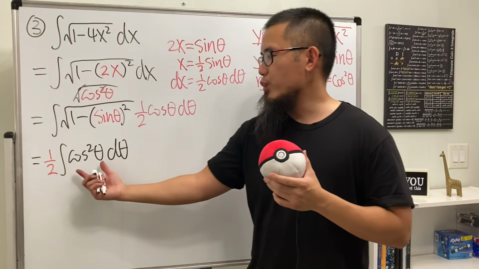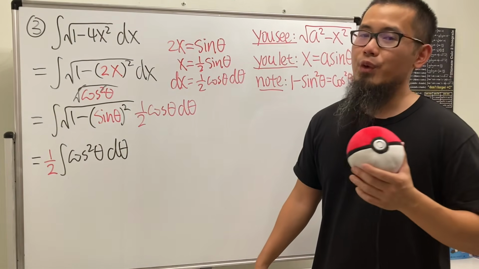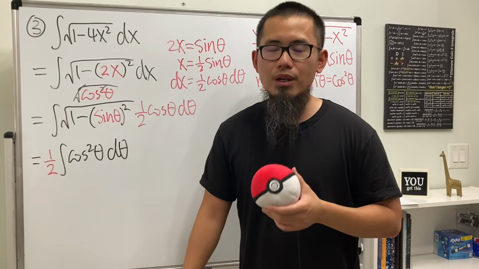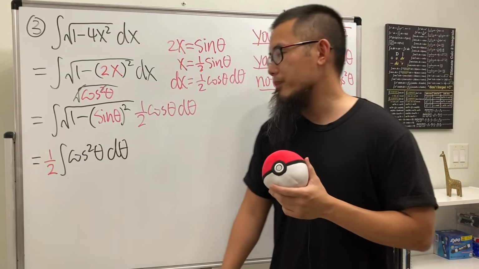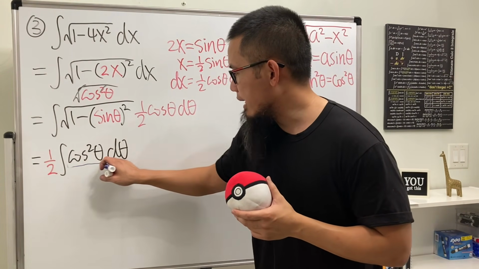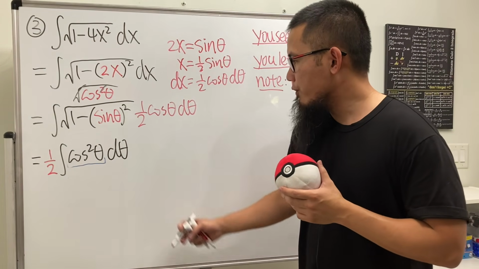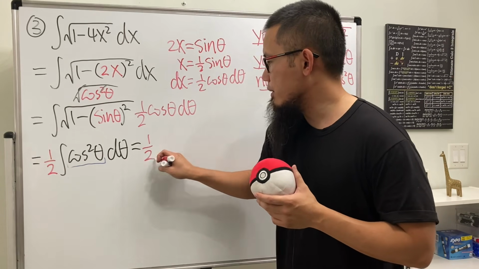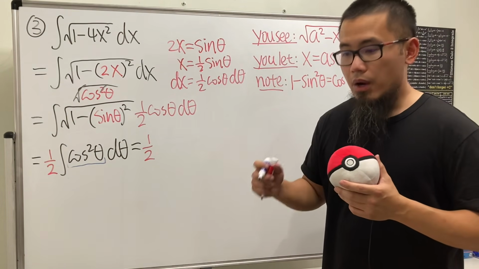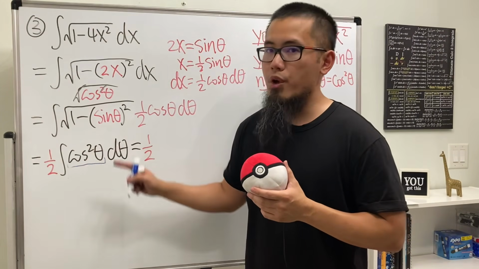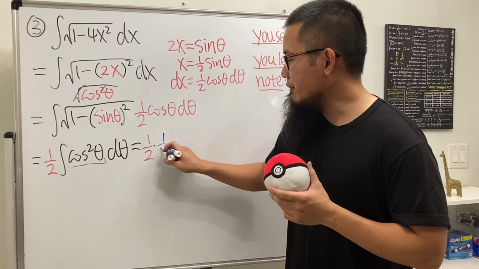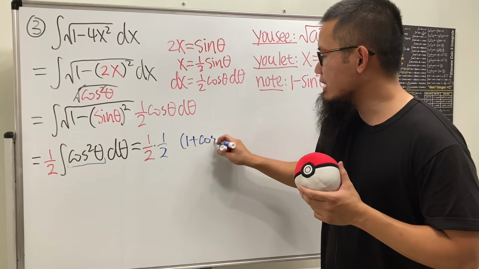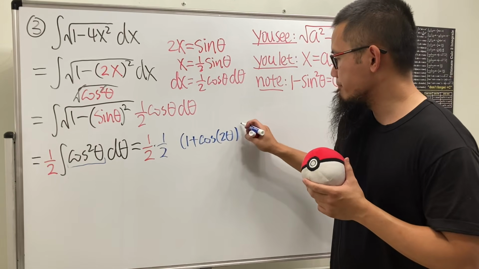Well, how do we integrate cosine squared theta? We will have to use the identity, right? We don't want to have cosine to the second power. We want to have cosine to the first power. All right, this is the identity that we are going to use. I'm going to first write down the 1/2 in the front. So this right here doesn't change from here. However, the identity for cosine squared theta is 1/2, and then we multiply by 1 plus cosine of 2 theta.